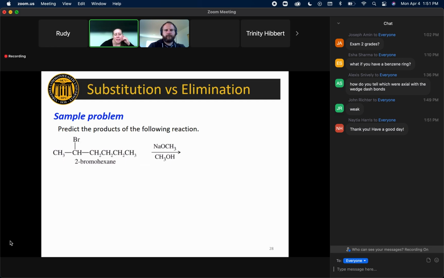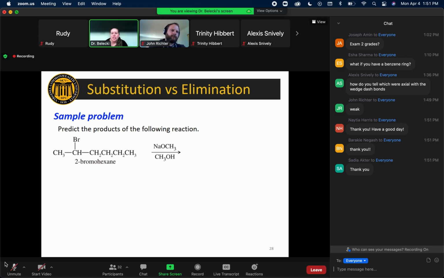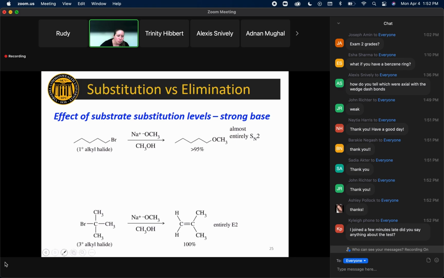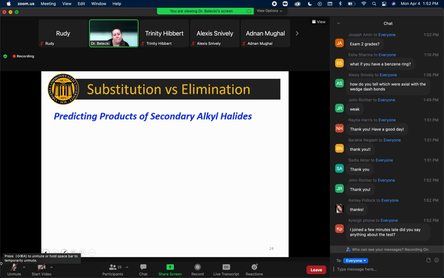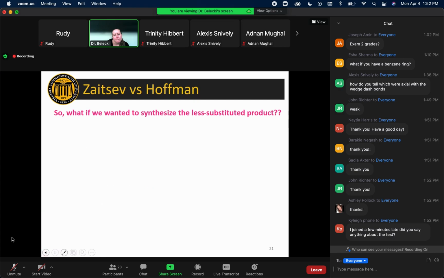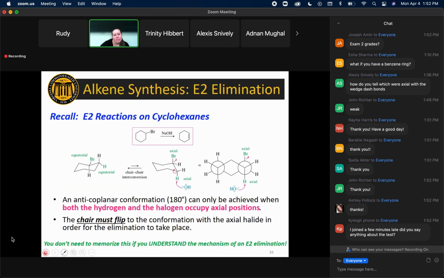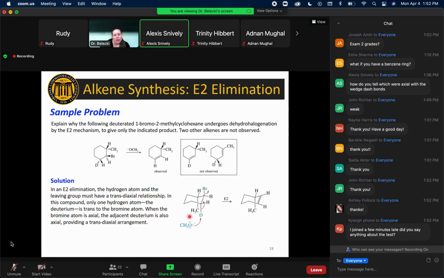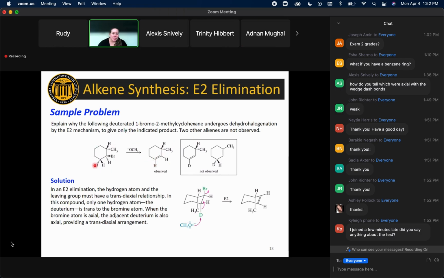It looks like somebody asked in the chat box and I missed it. How do you tell which were axial with the wedge and the dash bonds? Okay, so that goes back to our chapter 4, I think it is, chapter 3 about drawing chair forms. So let me flip back to that screen. Okay. This is actually the screen we want, right? So yes, we have all of these wedges and dashes.